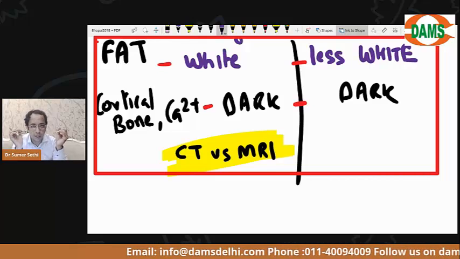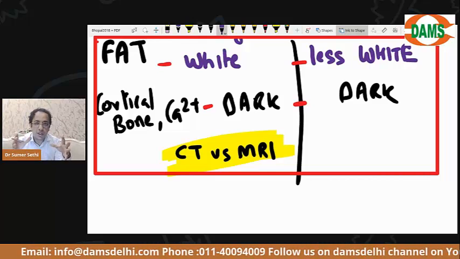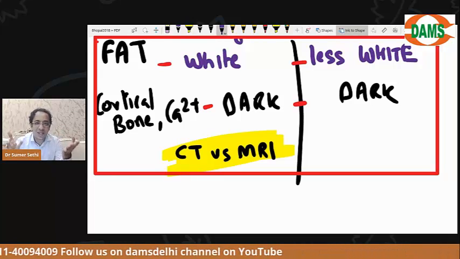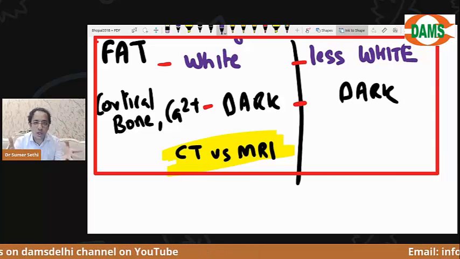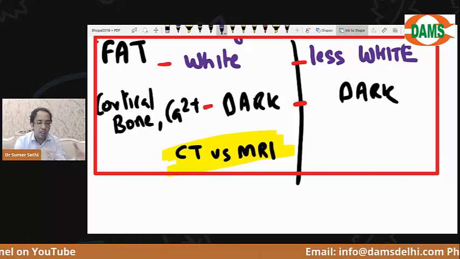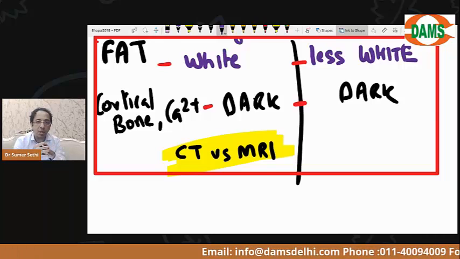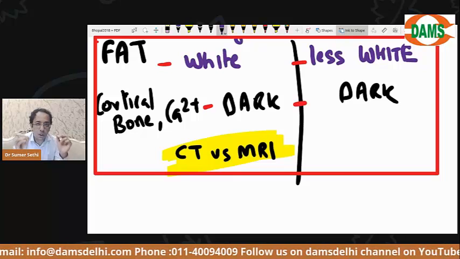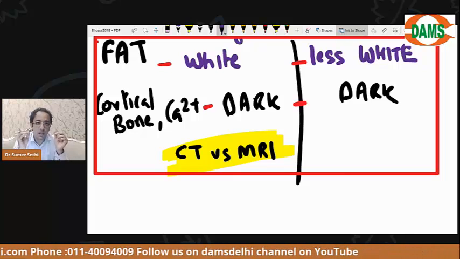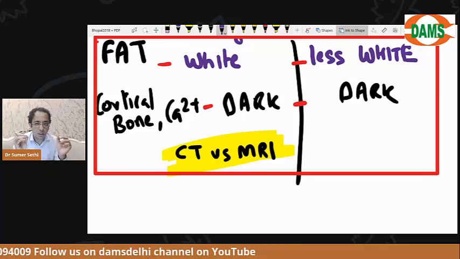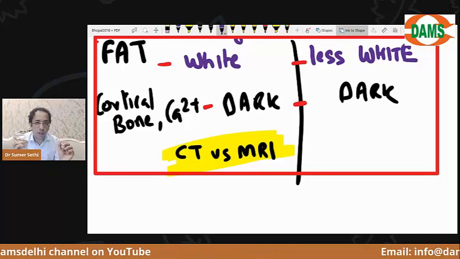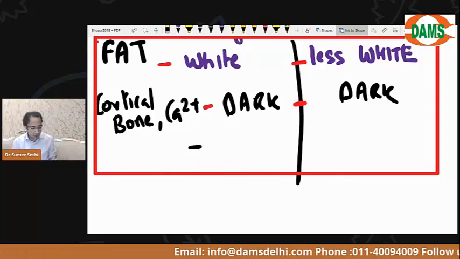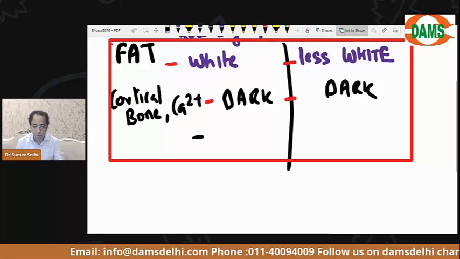Whatever I am teaching, in the real exam you will be worried about whether it is CT or MRI. So we need to understand. You cannot identify CT or MRI in the paper otherwise. So how will you look at it? If the calcium and the cortex of the bone are dark and the fat is white, we are probably looking at an MRI. Everybody understands? This is opposite to what we saw in CT. Very good. This is very important for you.